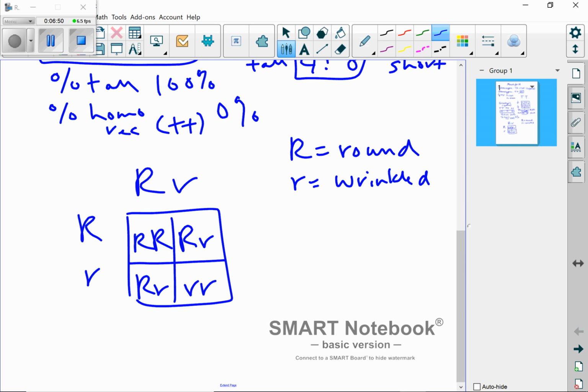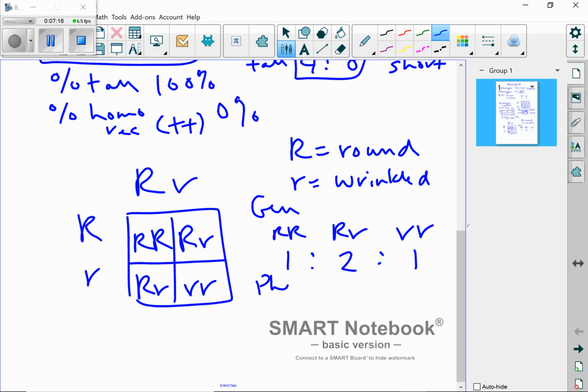And so now when we look at our genotypic ratio, we have 1 that is big R, big R. We have 2 that are big R, little r. And we have 1 that is little r, little r, or homozygous recessive. So our genotypic ratio now is 1:2:1.